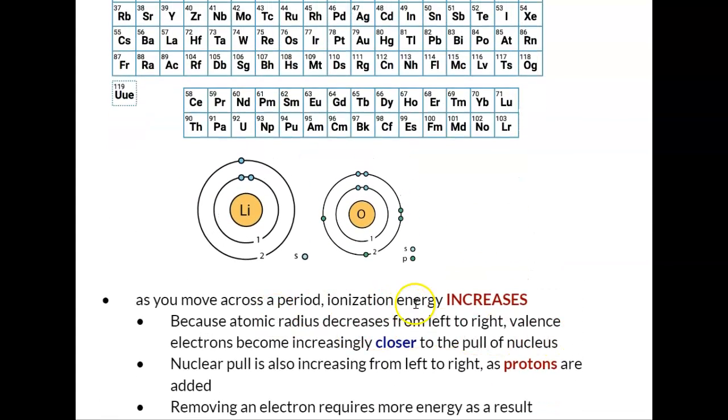Okay, so as we're moving across a period, our ionization energy is going to increase. It's going to take more energy to remove an electron because the valence electrons are becoming closer to the pull of the nucleus, right? Because atomic radius is smaller. So nuclear pull is going to be greater and greater because of the atomic radius being smaller. And the reason the atomic radius is smaller is because of that stronger pull, the greater number of protons pulling all of those electrons in. So it's going to take a lot more energy to remove an electron from oxygen compared to lithium. And the same holds true as you move from left to right across a period.